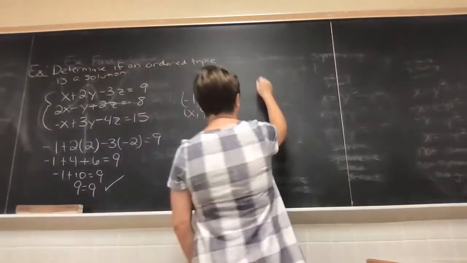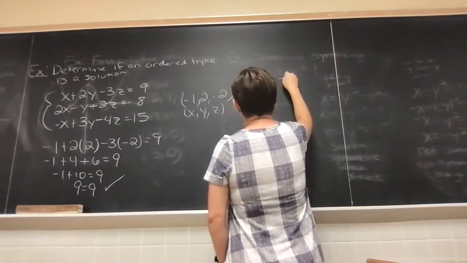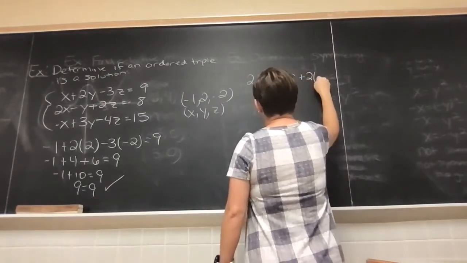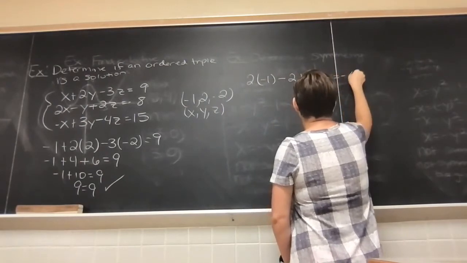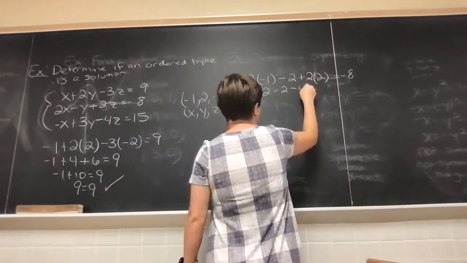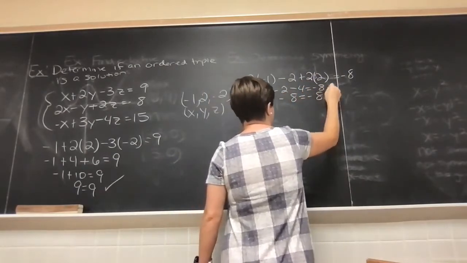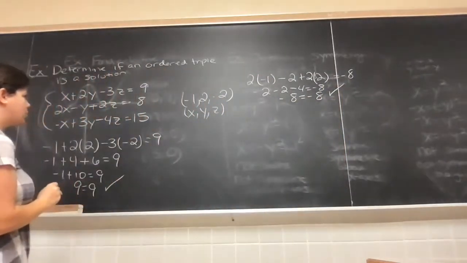Let's check the second one. I have 2 times our x, which is -1, minus our y, which is 2, plus 2 times our z, which is -2. And all of that needs to equal -8. -2 minus 2 minus 4 equals -8. -8 equals -8. It works on our second equation, so that's good. We just have one more to check.